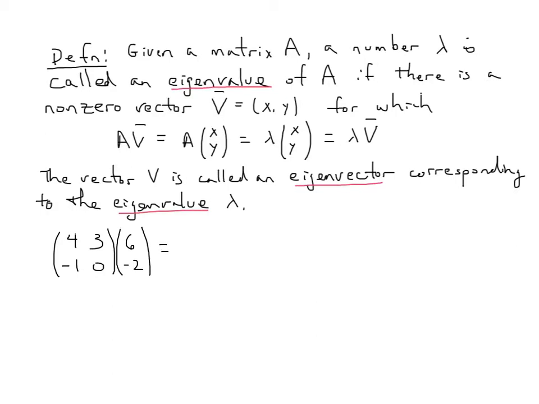If I multiply A by 6, minus 2, I get the 4 times the 6 is 24, and the 3 times the minus 2 is a negative 6, and I end up with 24 minus 6, and that's going to be 18. Minus 1 times 6 gives me a minus 6, and 0 times minus 2 is a 0. So this is my result.